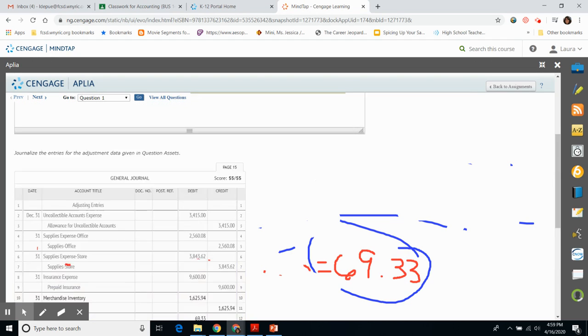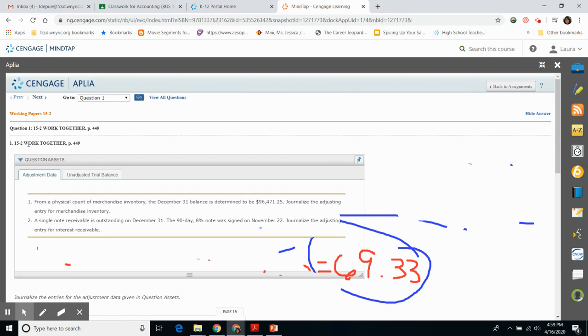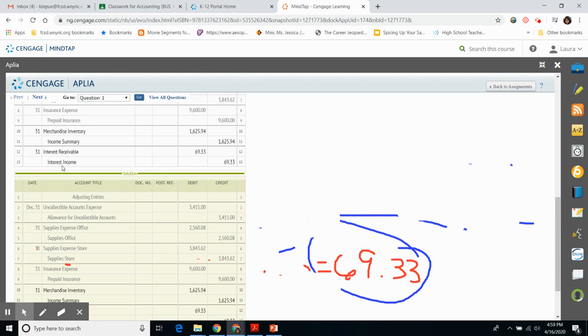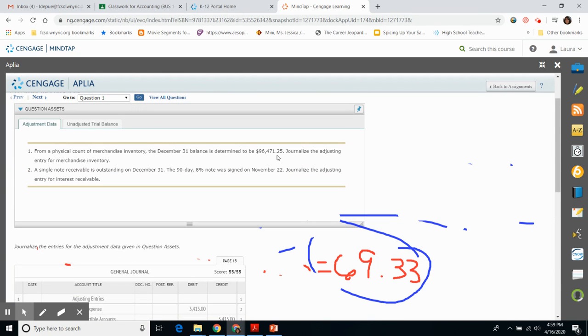So that concludes, I believe, the one step for 15-2. This is the work together problem. Go ahead and try the on your own problem as well. Just be careful with the on your own, remember that second one, it could be income summary debited and merchandise inventory credited, just depending on if the balance at the end was larger than at the beginning. Feel free to email me if you have any questions or problems.